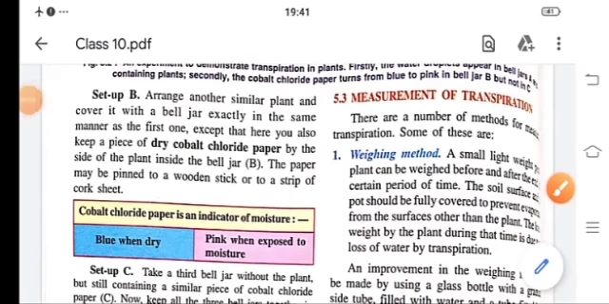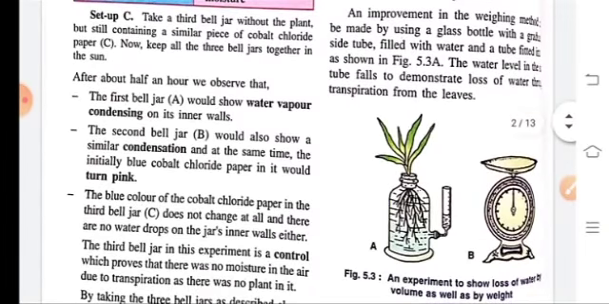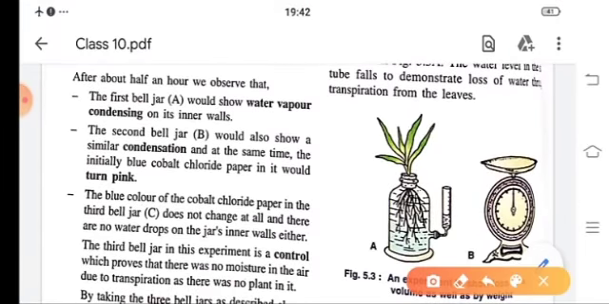Next is the measurement of transpiration. There are several methods for measuring transpiration. Number one is the weighing method. In this, children, we are going to take a small light weighted plant, and the weight can be taken before starting the experiment. This plant is kept in a measuring jar which is filled with water, and the level of the water is also noted down. Then after keeping the plant in sunlight, in 2 to 3 hours we will observe that there is a loss in weight of the plant, and there is also a decrease in the level of water in the measuring flask. This shows that the plant transpires.